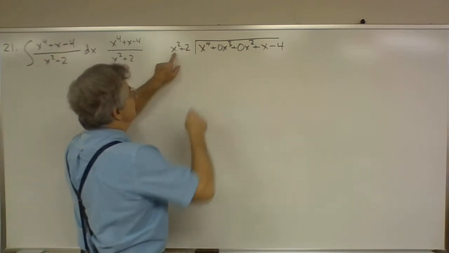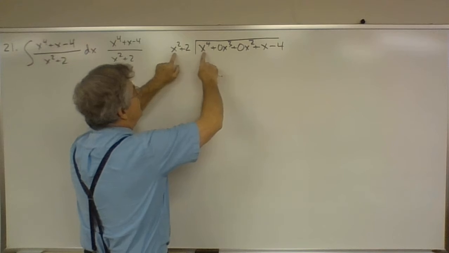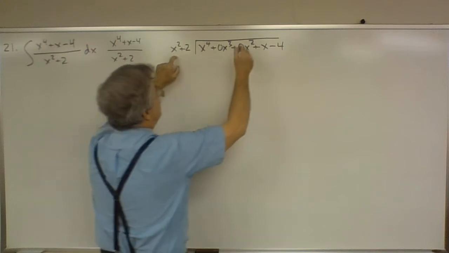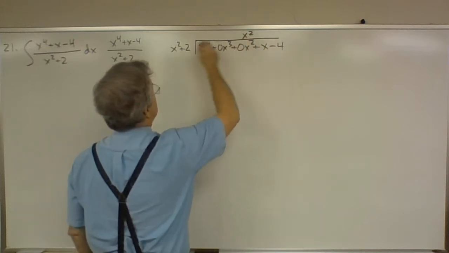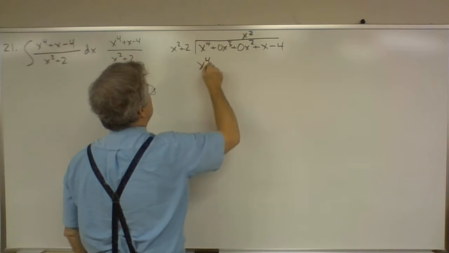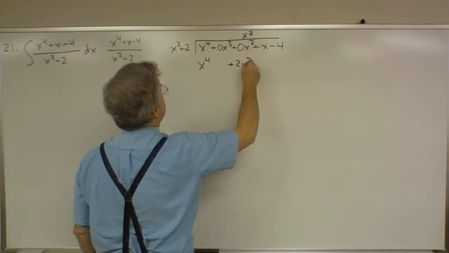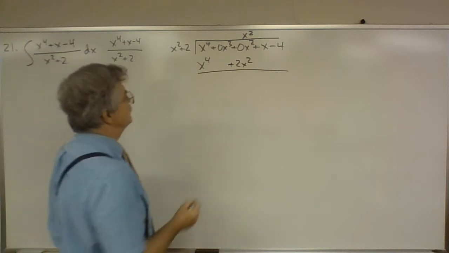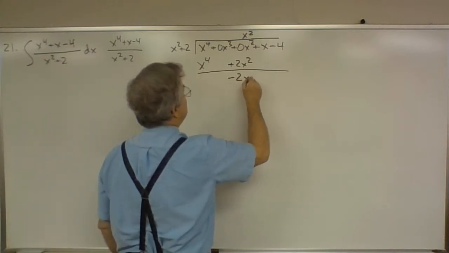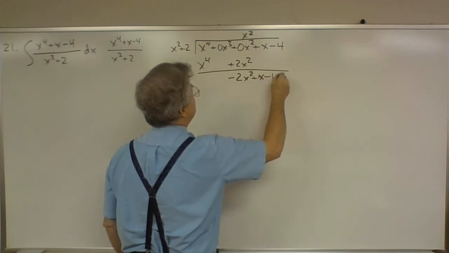And to perform the division, I'll compare the terms of highest degree of the divisor and the dividend. x squared goes into x to the fourth, x squared times. x squared times x squared is x to the fourth. x squared times 2 is 2x squared. And then we'll subtract, just like in regular division. And we have negative 2x squared plus x minus 4.